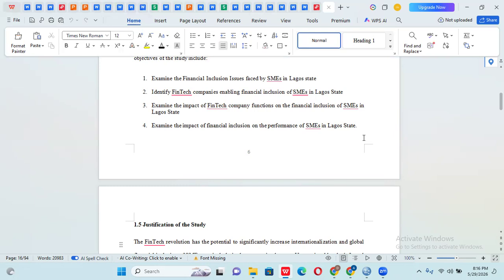Now, remember what I said yesterday? I spoke about data a lot yesterday, from the dimension of quantitative data, qualitative data, and mixed method research data. All these have influence on the objective of the research. If your research is quantitative, you are going to see it from the objective, even from the topic. If it's qualitative, you are going to sense it from the topic also. Now let's look at this. It says, examine the financial inclusion issues faced by SMEs in Lagos State. Look at that objective 1.